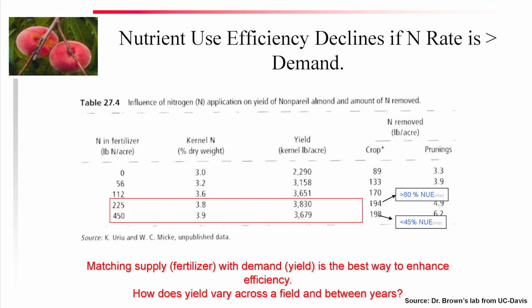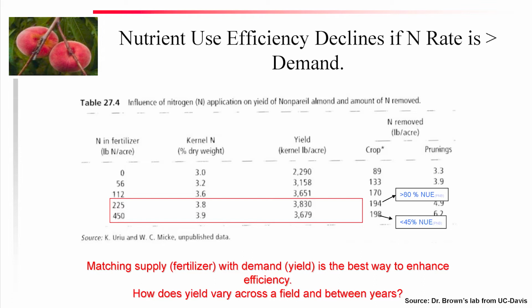Now let's focus our attention on the third column, where we have the yield. In the second to last orchard, we have 3,830 pounds per acre, and in the last orchard, we had 3,679 pounds per acre of kernel. So again, the orchard that I applied 225 pounds produced 3,830. The orchard that I applied 450 pounds produced 3,679.